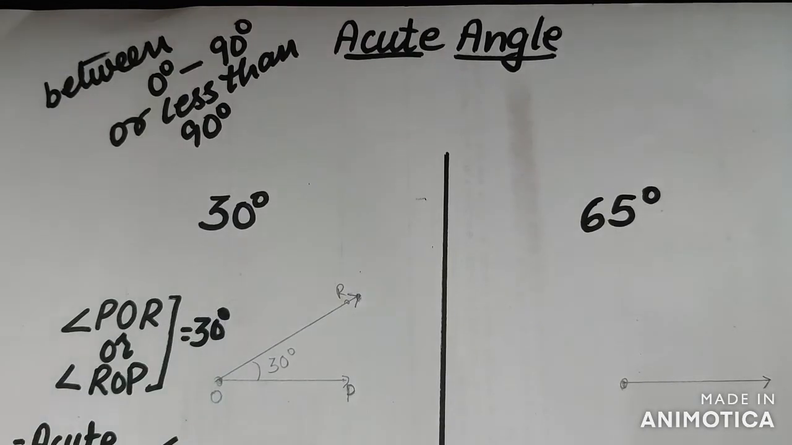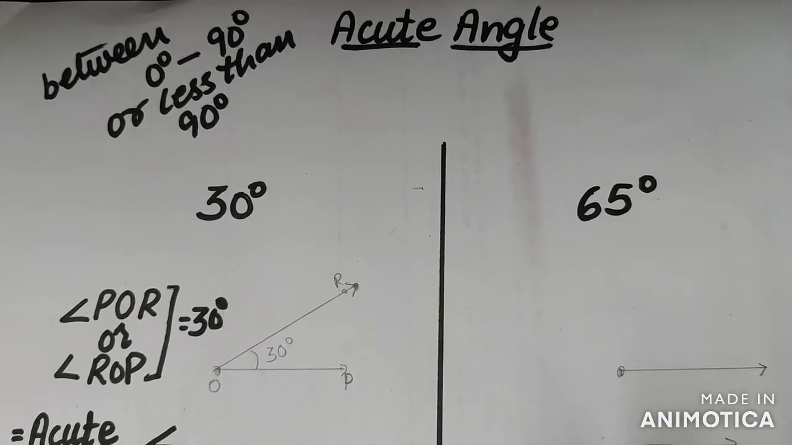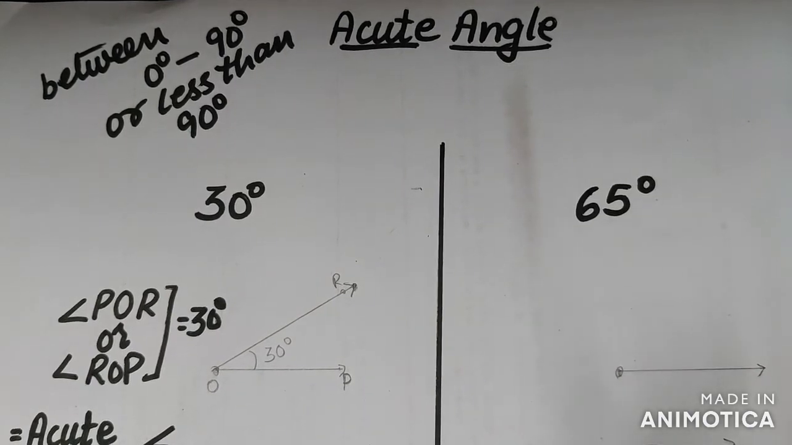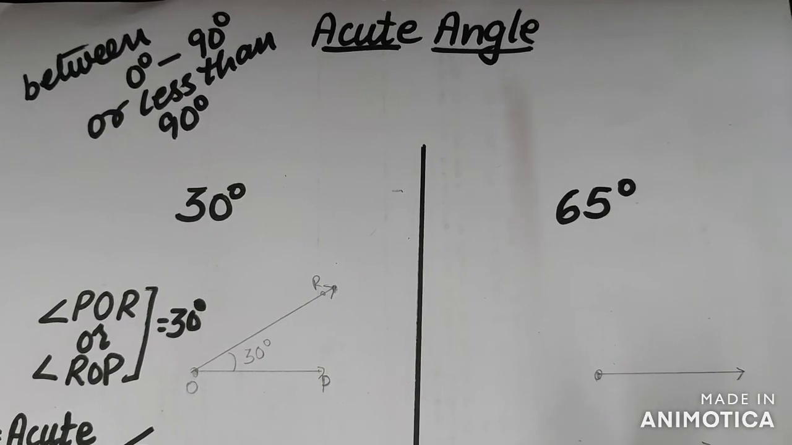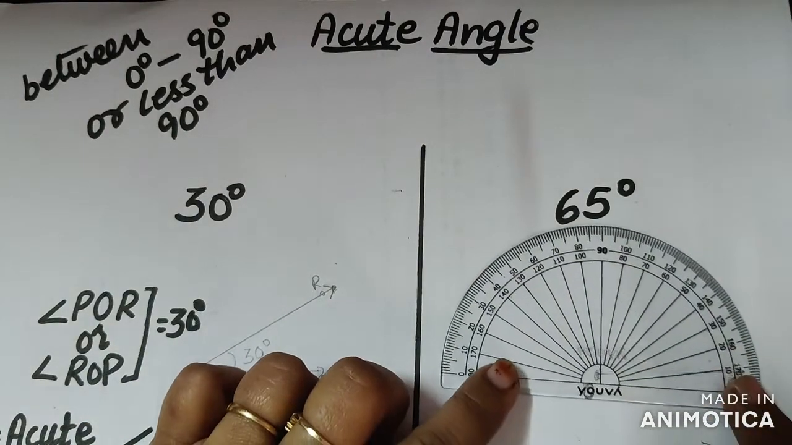Right, children? In the same way you will make this 65 degree angle. How will you make that 65 degree angle? Again you will just draw the baseline. Now just mark it as OB. Now take the protractor. Now as you are perfect, I hope you can do it.